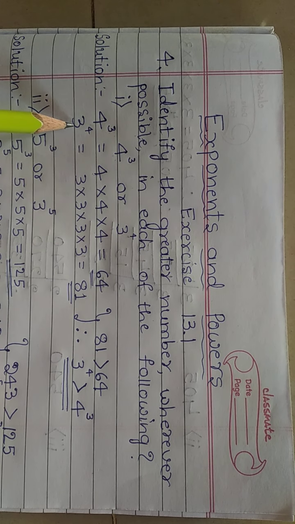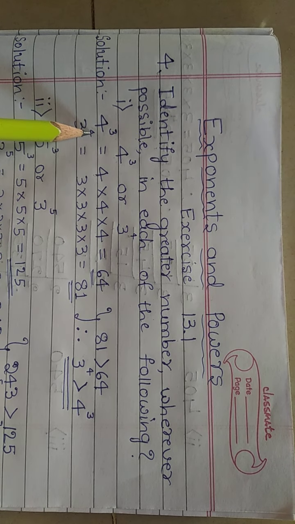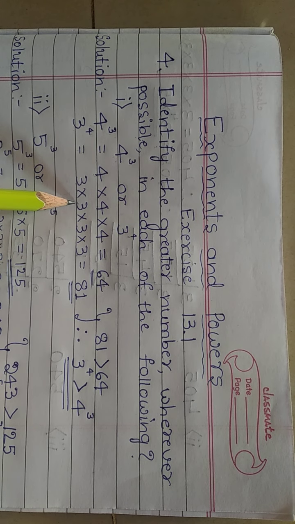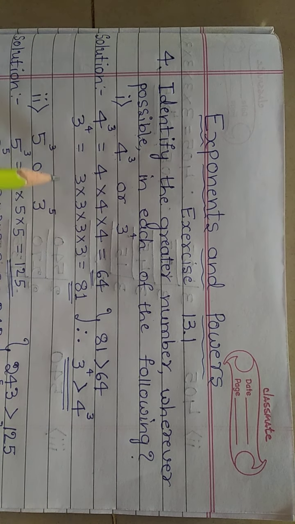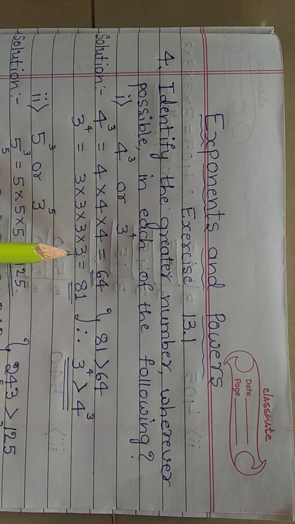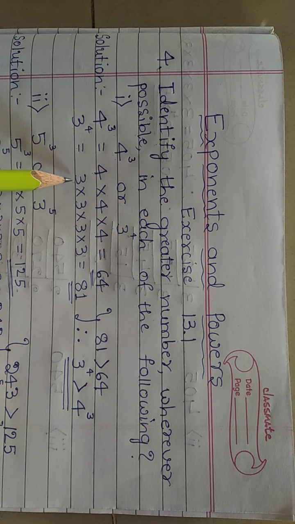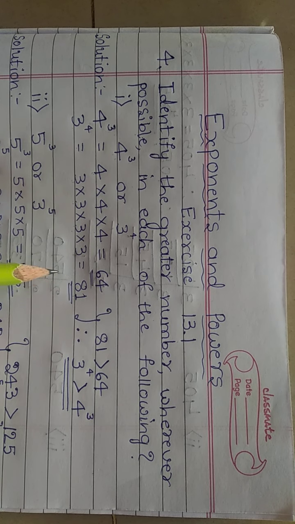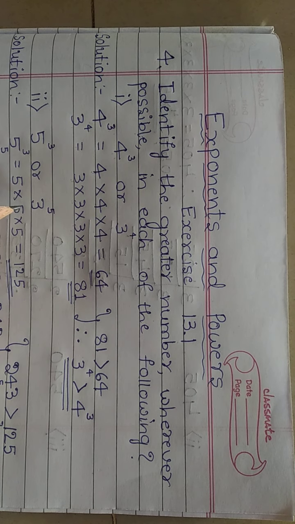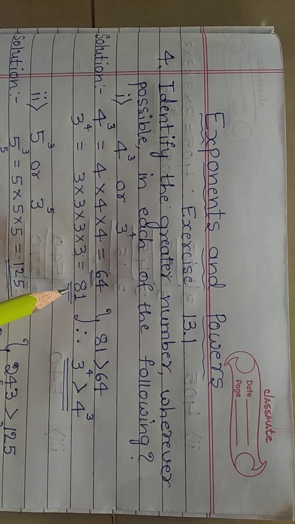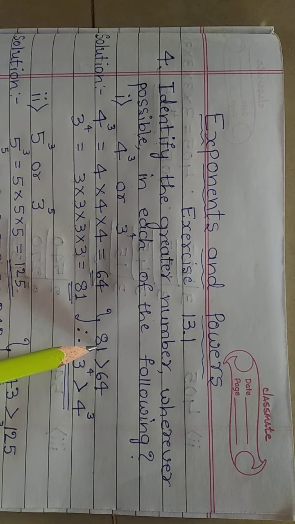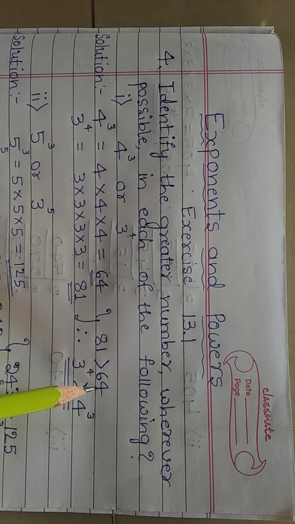Next we have to find the value of 3 raised to the power of 4. 3 raised to the power of 4 is equal to 3 into 3 into 3 into 3. We have to multiply and get the value. 3 3s are 9, 9 3s are 27, 27 3s are 81. So now we have to compare these two numbers. Here 64 and 81. In these two numbers, which is the greater number? 81 is greater than 64.